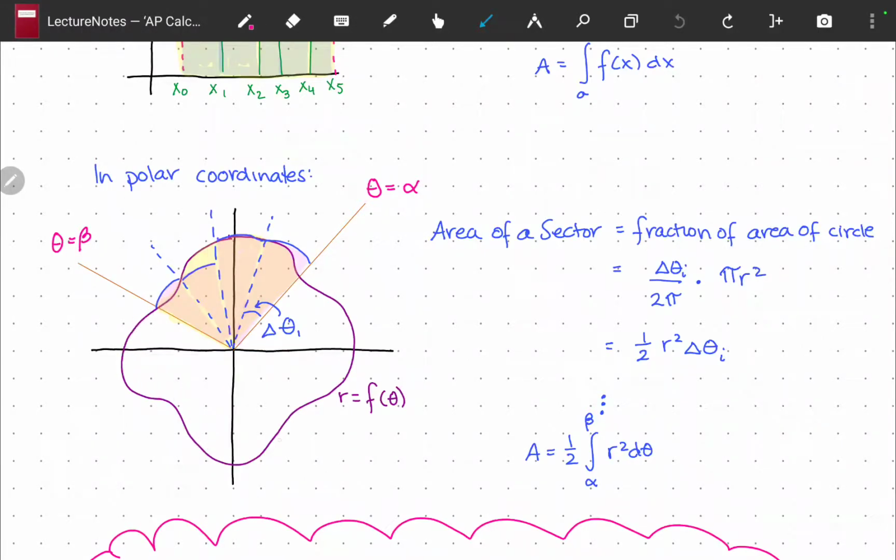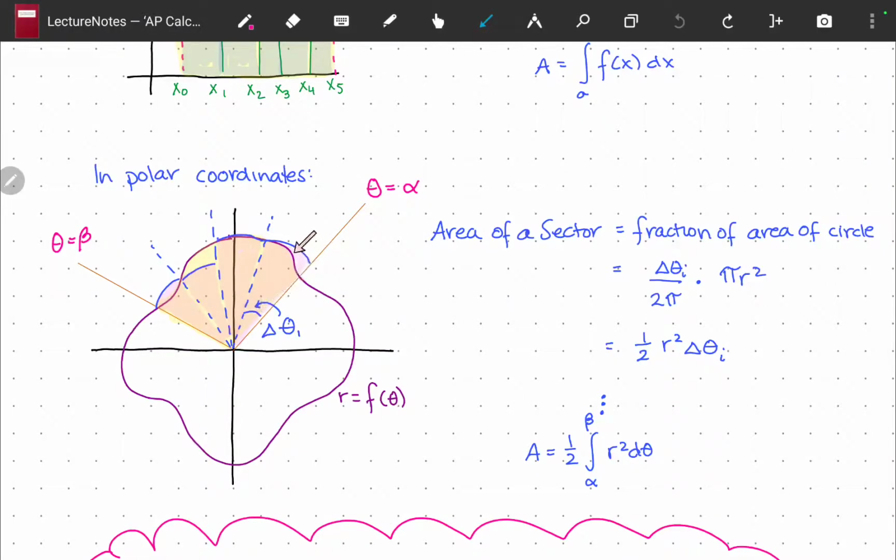So if we take a look at this blob, and let's say I want to find the area in between these two rays, so it was this area here shaded in yellow, instead of breaking the area up into rectangles like we do for rectangular coordinates, we're going to break the area up into sectors. And a sector is just a pie slice or a fraction of the area of a circle. So what fraction is it? Well, we have this angle in here.